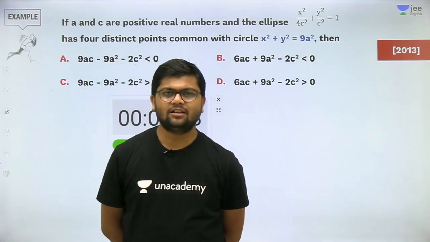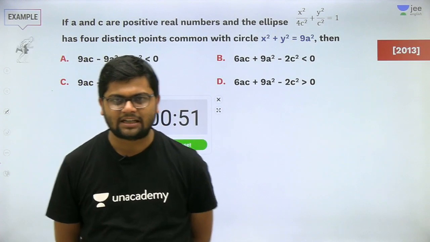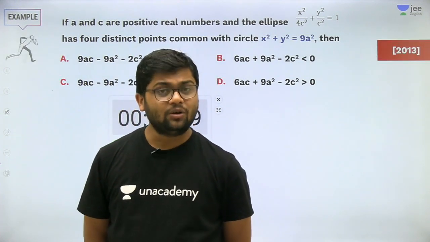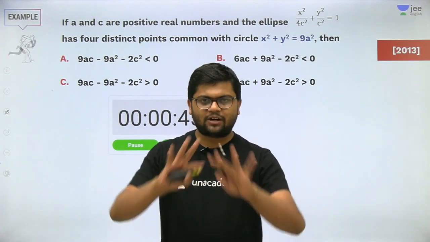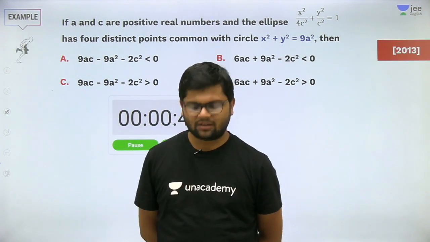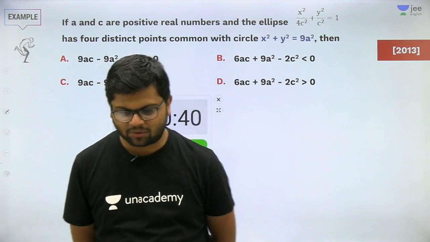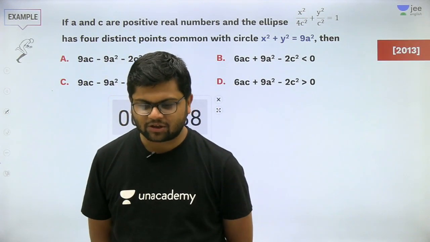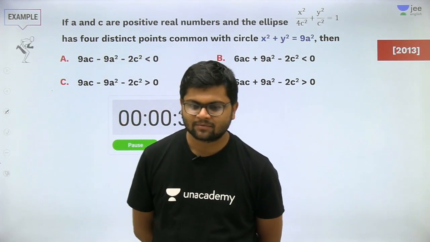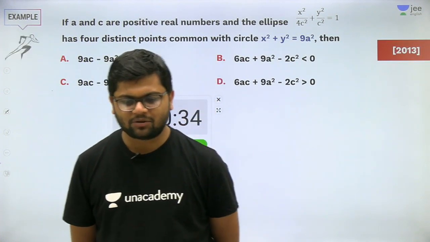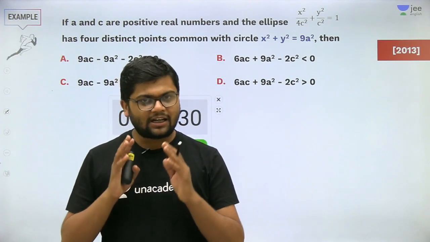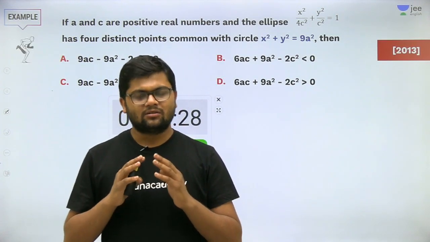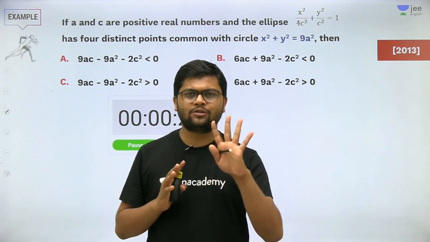So if A and C are positive real numbers and the ellipse, this one, has 4 distinct points common with this circle, then you need to find out which one of these inequalities is true. Hello Vishal, hello education point, hello everyone. So this is a very basic question. Just plot the geometry. You should analyze that these two curves have 4 points of intersection.